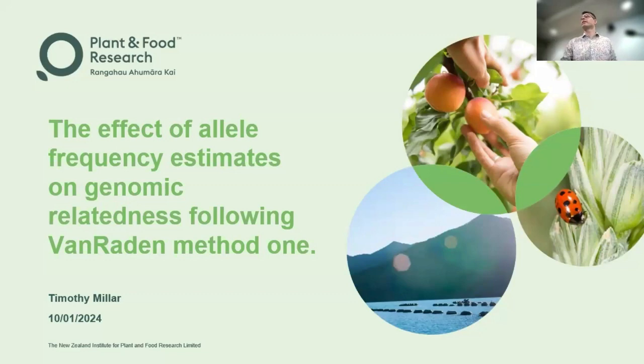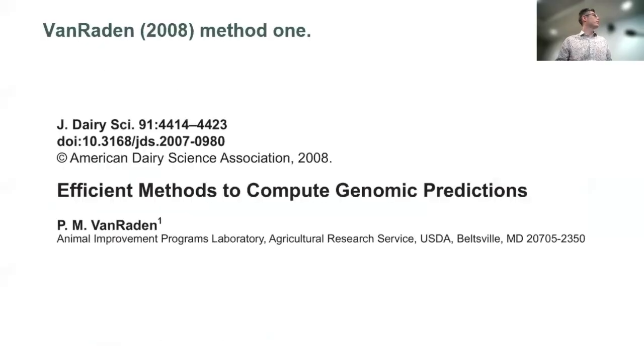But Jeff gave a really nice kicking off point for this talk. So this is a talk about this paper. Well, not really about this paper, but about implementations of this paper that have been produced. This was a paper from VanRaden in 2008. This is a really important paper, cited many times. It's from the cattle literature around genomic prediction, and particularly relationship estimators for genomic prediction.